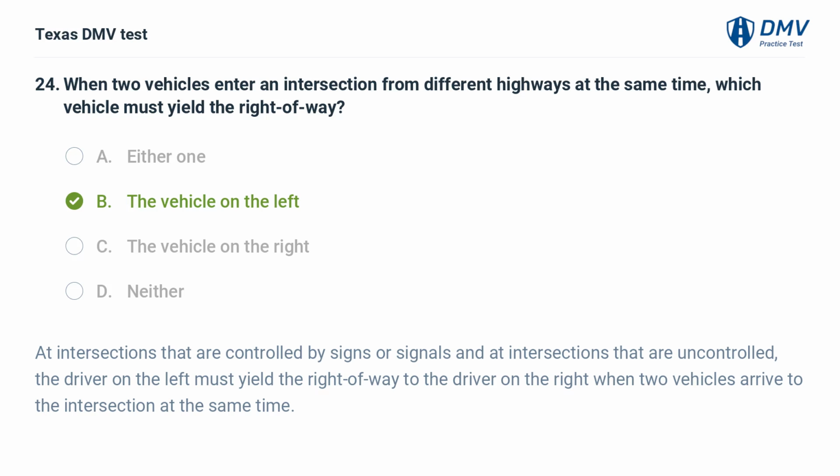At intersections that are controlled by signs or signals and at intersections that are uncontrolled, the driver on the left must yield the right of way to the driver on the right when two vehicles arrive at the intersection at the same time.